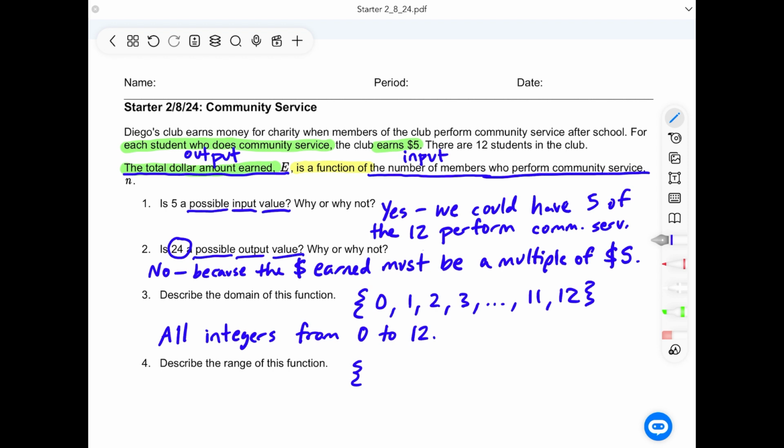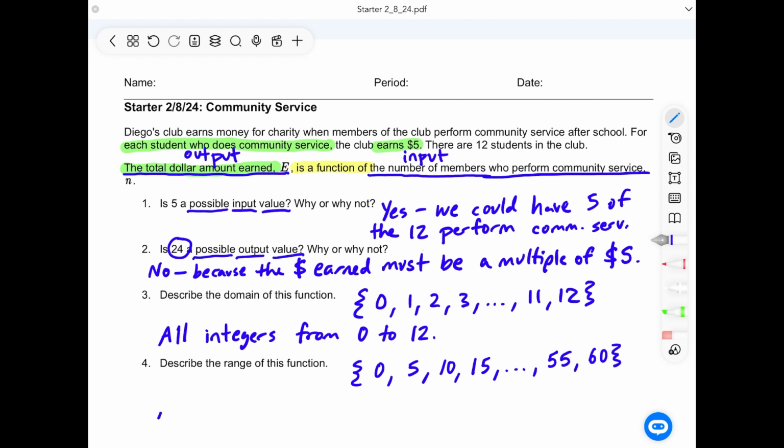So if nobody participates and performs community service, then the club doesn't earn any money. If one person participates, they earn $5. If 2 people participate, 2 times 5 makes $10, then 15, right? And this would keep going up in $5 increments. If we had 11 people, that would be 55, because 5 times 11 is 55. And then the maximum, if all 12 students participate, 5 times 12 makes 60. So I could list out my range this way.